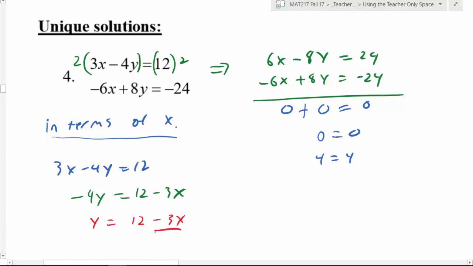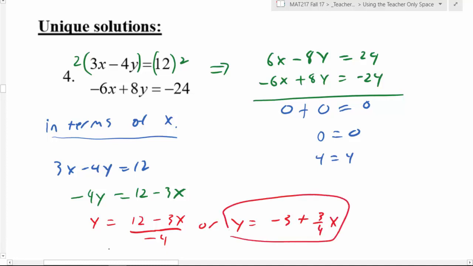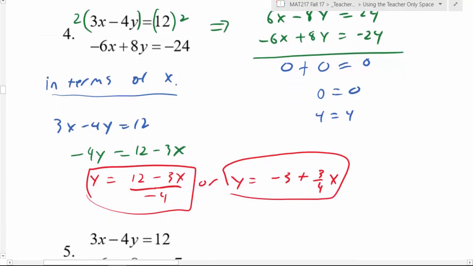If you chose to write it this way, that would be fine. You could also write it as 12 divided by negative 4, which would make negative 3. Well, I should have y equals. There we go, so that'd be negative 3. And then negative 3 divided by negative 4 would make a positive 3/4 x. So either one would be fine. On WebAssign and my tests, I don't care which way you write it. They're both fine.